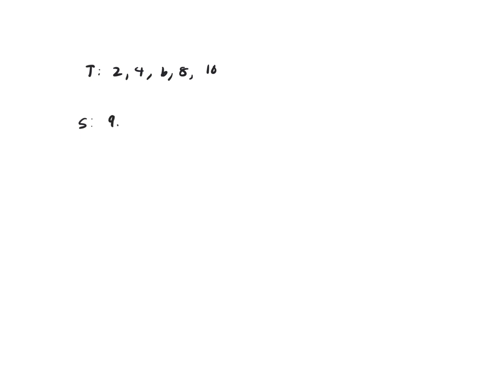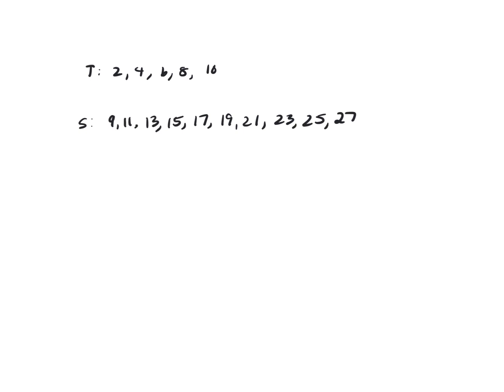So that's going to be 9, 11, 13, 15, 17, 19, 21, 23, 25, and 27. So now let's find the average of each one.